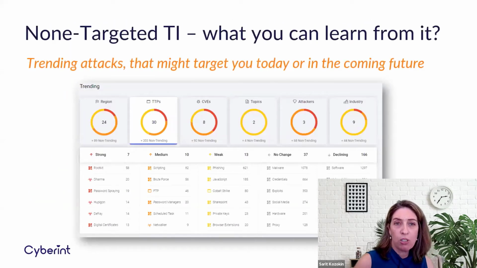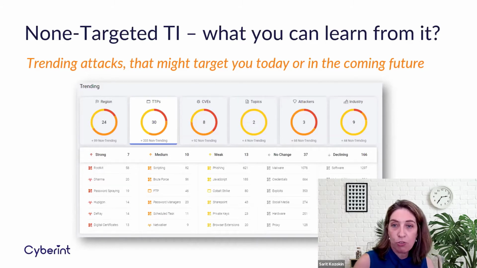Now, when we talk about non-targeted TI, there are a few use cases or a few types of activities that you can do with non-targeted TI. The first one is looking at trending attacks. What's going on out there, the threat landscape. We have a tool called the news ticker, and you can see trending by classification of region, TTPs, CVEs, topics, attackers, and industry. You can see a snapshot of that.